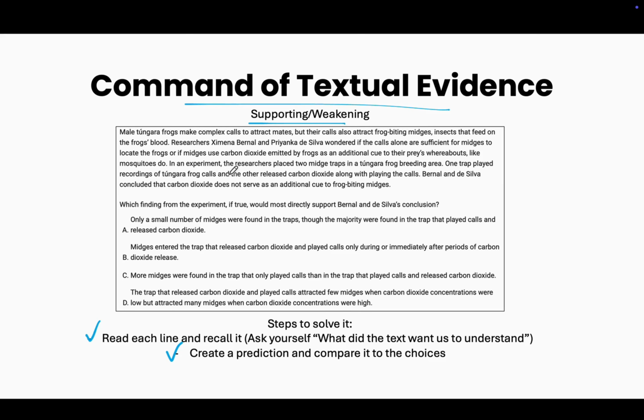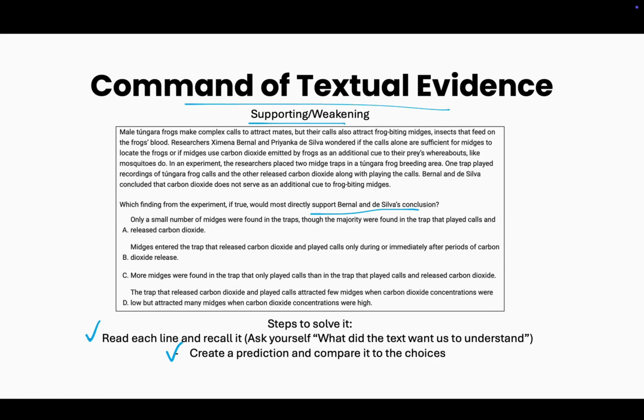In an experiment, the researchers placed two midge traps in a Tungara frog breeding area. One trap played recordings of Tungara frog calls, and the other released carbon dioxide along with playing the calls. So they made two traps. One of them had just the sounds, while the other had sounds and the carbon dioxide. Bernal and De Silva concluded that the carbon dioxide does not serve as an additional cue to frog-biting midges. Okay, so they found out that the carbon dioxide does not make insects find frogs easier. Which finding from the experiment, if true, would most directly support Bernal and De Silva's conclusion?